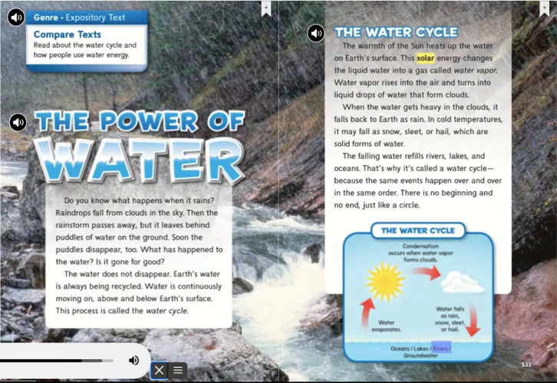Oceans, lakes, rivers, groundwater. Water evaporates. Condensation occurs when water vapor forms clouds. Water falls as rain, snow, sleet, or hail.